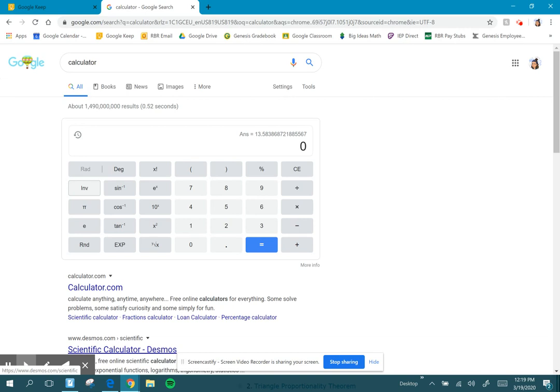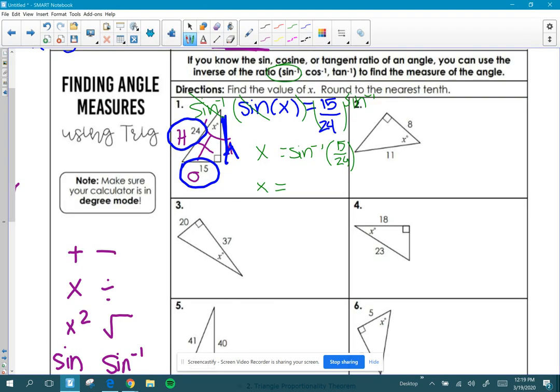I press the inverse button. I can see the inverse of sine, cosine, and tangent. I'm working with sine, so I'm going to press sine. Comes up arc sine. That's fine, that's just another way to say the inverse. And then I'm going to plug in 15 divided by 24, close my parentheses, press enter, and I get 38.68. Now, I want to round to the nearest tenth, so that would be 38.7, and that's degrees. That's my answer.